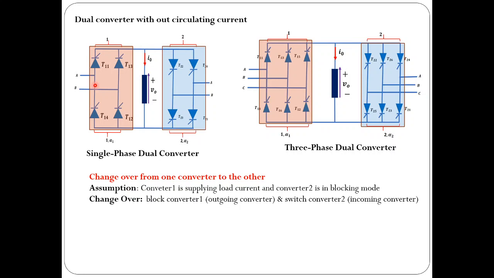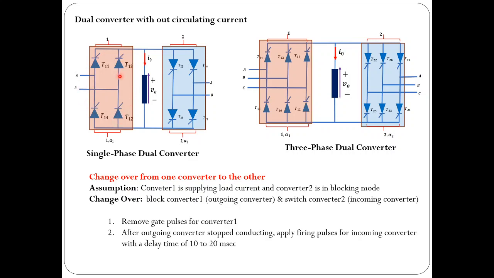One should be very careful. You should follow some steps in order to avoid the circulating current. So what are those steps? Step 1: remove the gate pulses for converter 1 thyristors, that is, remove the firing pulses. And then wait for a certain amount of time so that the current through converter 1 falls to 0.